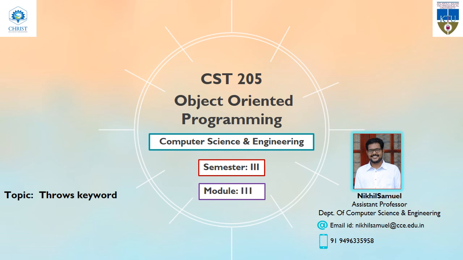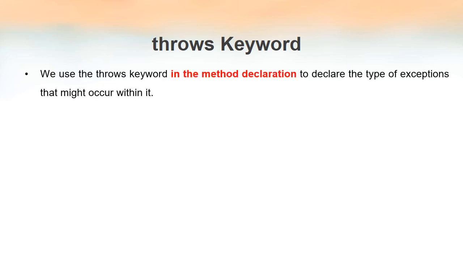In this video lecture, we'll be discussing the topic, the throws keyword and how it is used in exception handling in Java. We use the throws keyword along with the method signature. That is when we declare the method along with the method header. That means the line in which we mention the method name, return type and the method parameters. Along with that, we'll be using the throws keyword.